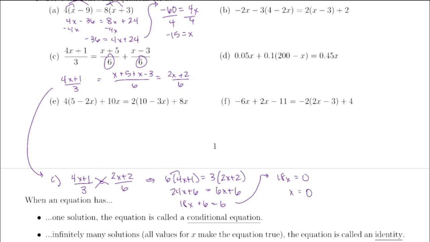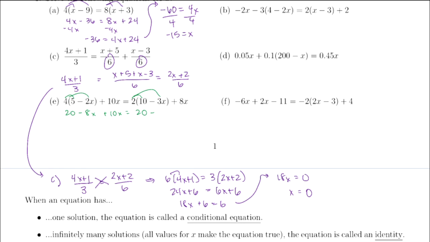And then the last one I want to do is E. I'm going to distribute that stuff to start with. Let me change colors here so we don't get confused. So I'm going to distribute things to start with on both sides. So I have 20 minus 8x plus 10x equals 20 minus 6x plus 8x. And then I'm going to combine like terms. So negative 8x plus 10x would give me 2x. So I have 20 plus 2x on the left.